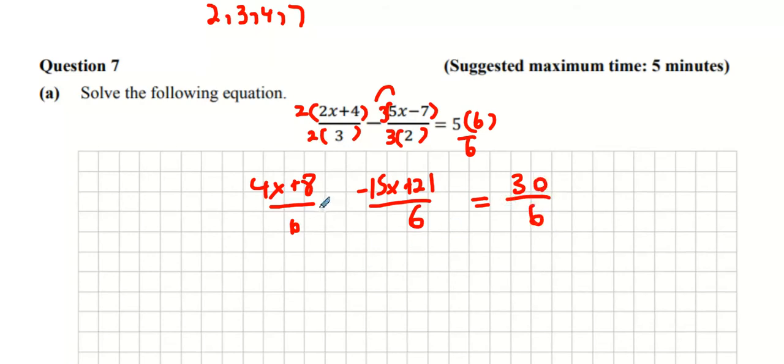The 6's disappear. 4x take away 15x is minus 11x. Plus 8 plus 21 is plus 29. And that should equal 30.